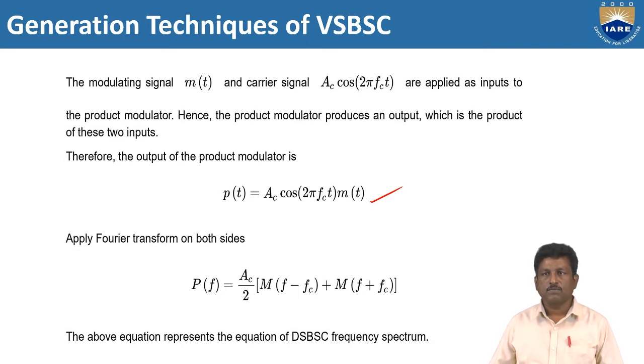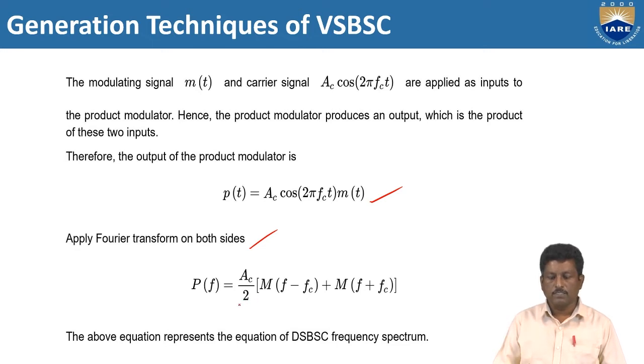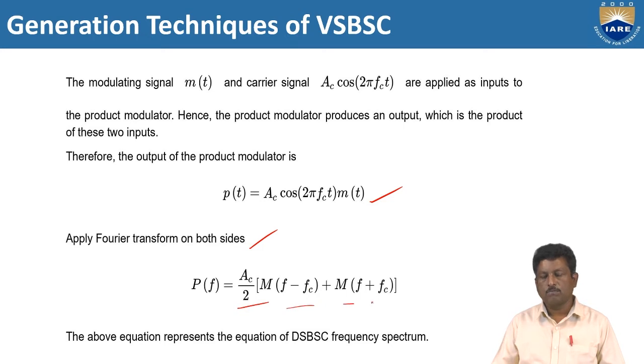By the application of the Fourier transform, we have P of f equals Ac by 2 into M of f minus fc plus M of f plus fc. Here you can see the magnitude Ac by 2, and M of f minus fc is the lower sideband, M of f plus fc is the upper sideband. So it is a combination of both the lower sideband as well as the upper sideband.